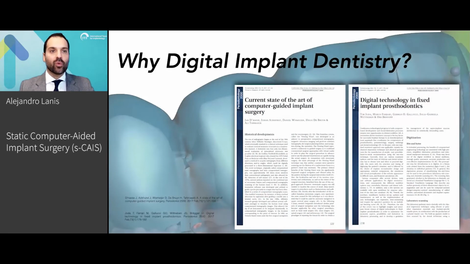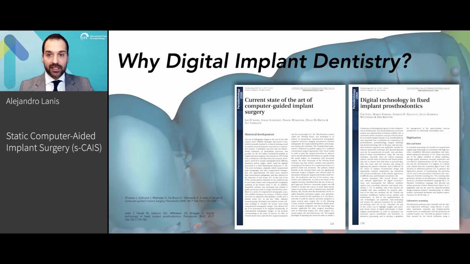So first of all, why digital implant dentistry and not conventional implant dentistry? Well, the literature today gives us enough information to understand that digital workflows or digital tools can give us a lot of advantages regarding conventional implant dentistry.